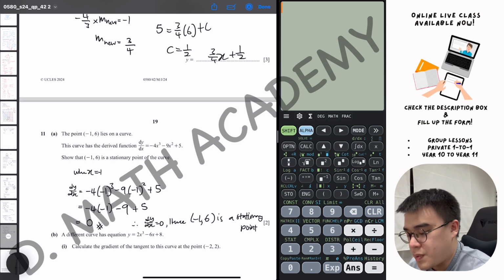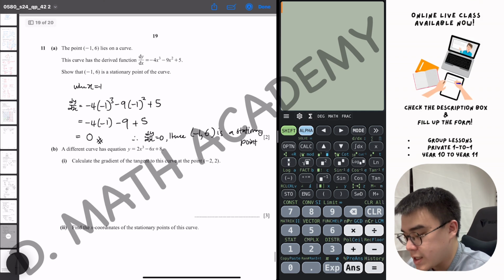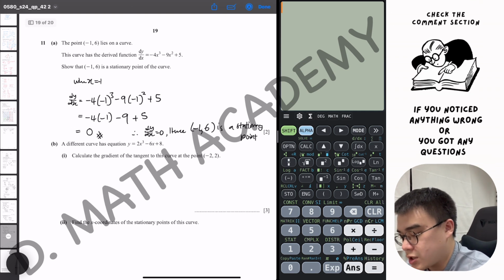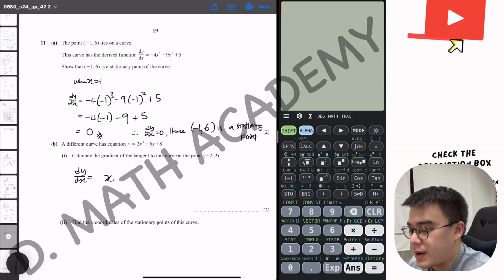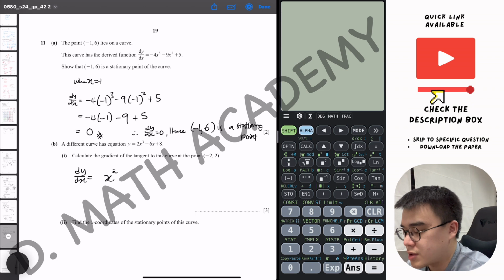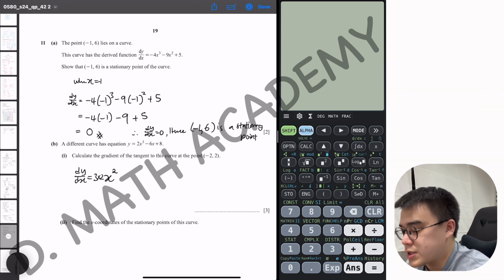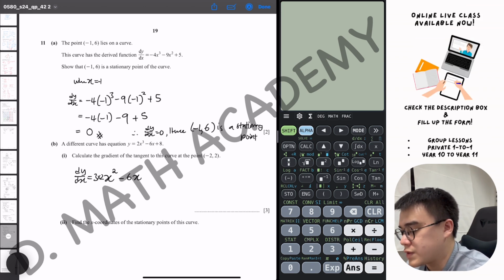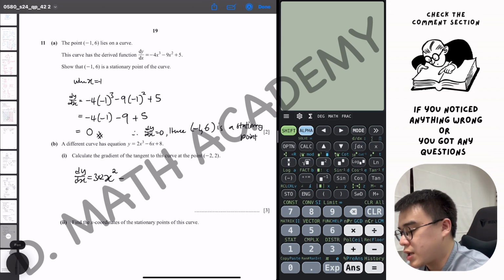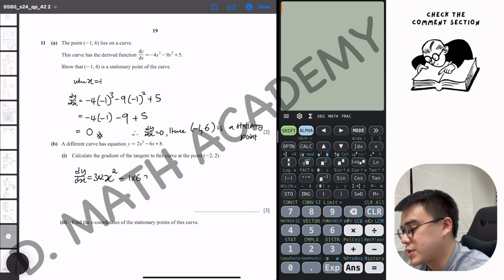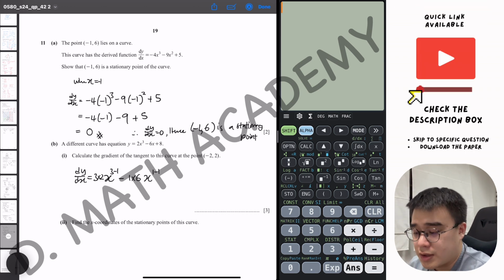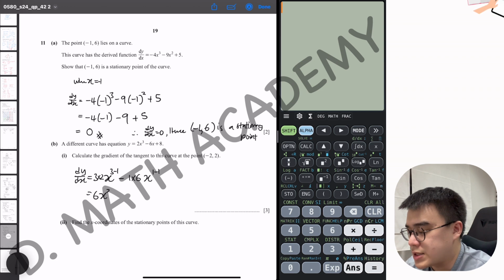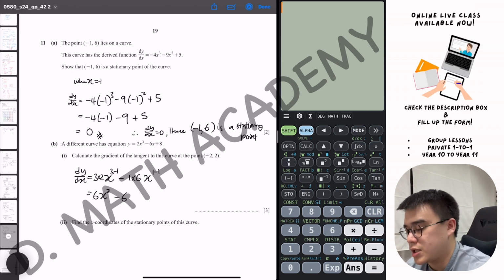Okay, moving on to the next part. They ask us for the gradient. So dy/dx of this question is basically differentiating it. Power will be decreased by 1 as you transfer it out. Another one is 6x to the power of 0. If you were to write it out, it was 1 times 6, x to the power of 1 minus 1. Here should be 3 minus 1 if I write it in detail. So 6x squared minus 6 is your answer here.